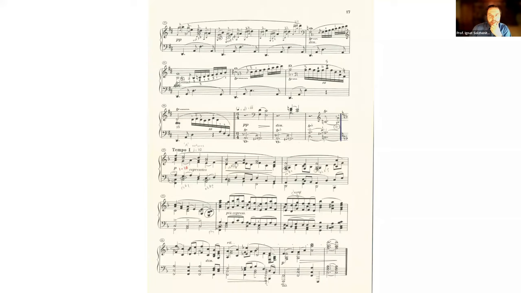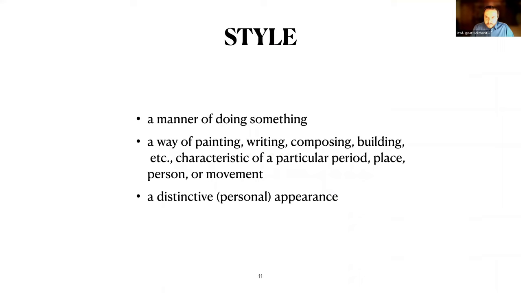Okay, style more generally. Okay, what is style? I actually started thinking about it. I looked in a dictionary just to see, what is a dictionary? Not a music dictionary, just an English dictionary. What does style mean? Okay, here are some definitions. A manner of doing something that fits us very well. What is our style of playing Bach, Brahms, John Cage, whatever? Or a way of painting, writing, composing, building, let's say, characteristic of a particular period, place, person, movement, a movement in music, a movement in art. Again, that fits very well. And then I even like that next definition, a distinctive personal appearance.